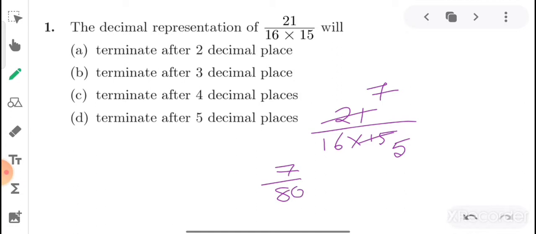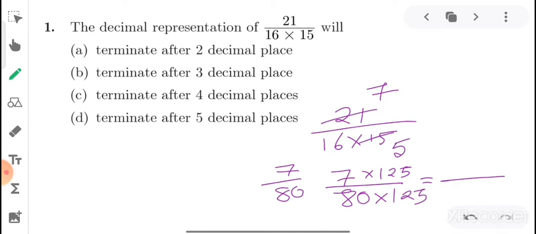How can we get a multiple of 10 in the denominator? Then we have to multiply it by 125, then it will give 10,000 in the denominator. So there are 4 zeros, then it will terminate after 4 decimal places. Okay, next question.